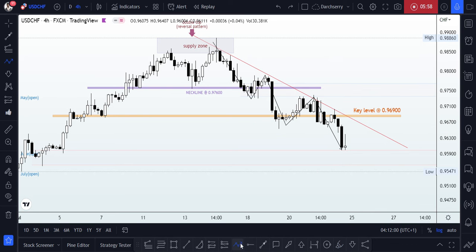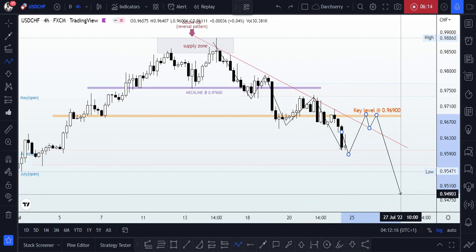So, what am I expecting to see during the early hours of the week? Are we going to see an outright breakdown of this level? Or is there a possibility that price could still come back into the key level here at 0.969 area before we start seeing that bearish momentum to the downside from here?